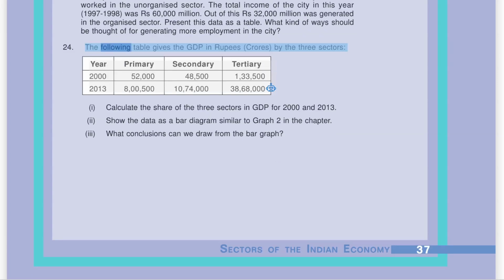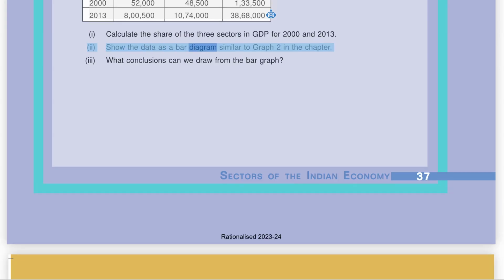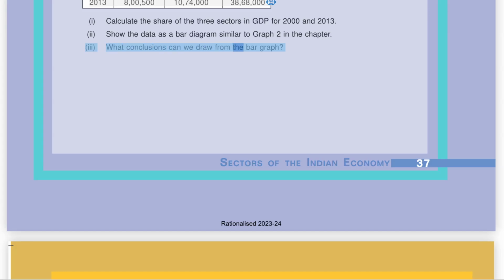24. The following table gives the GDP in rupees crores by the three sectors. 1. Calculate the share of the three sectors in GDP for 2000 and 2013. 2. Show the data as a bar diagram similar to graph 2 in the chapter. 3. What conclusions can we draw from the bar graph?